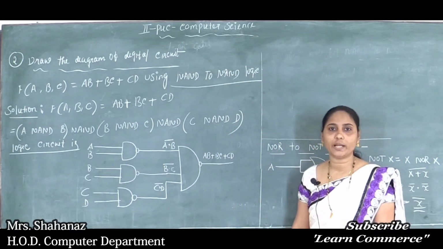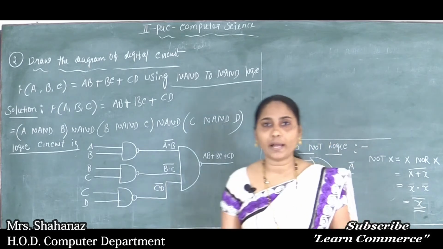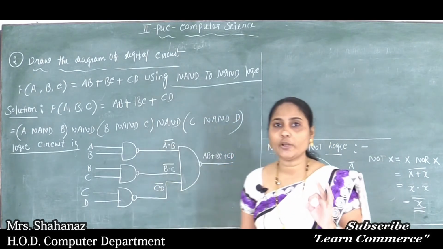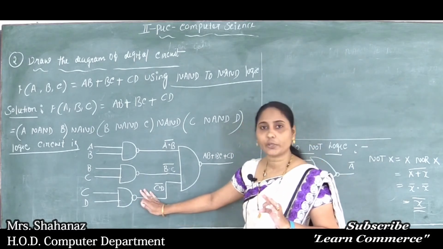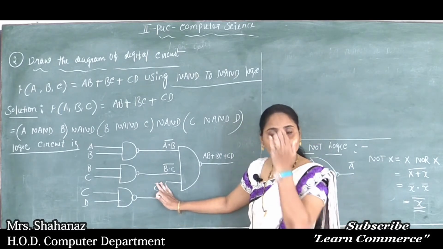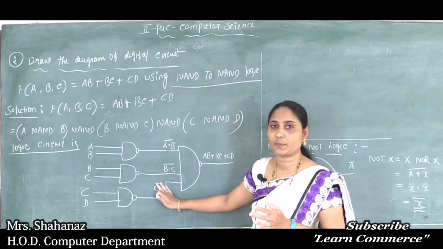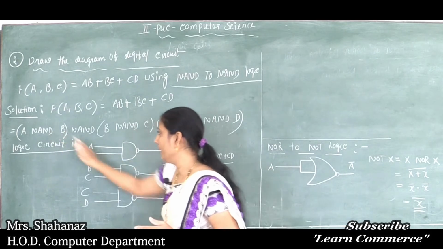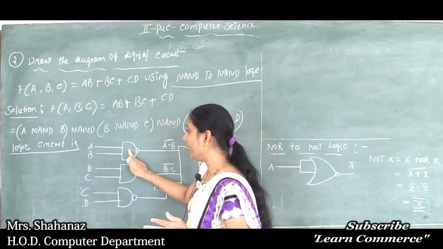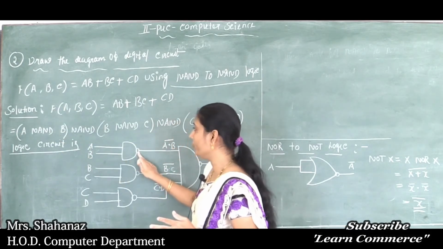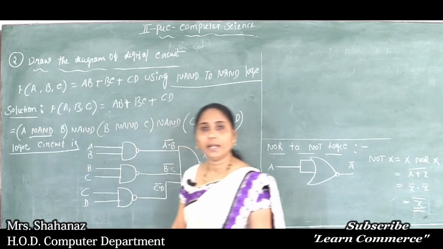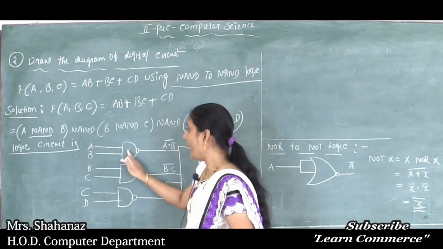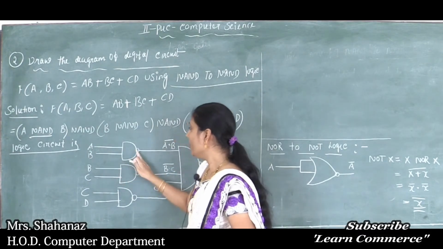Clear this point? The Boolean expression we can write in this manner here, and later after completing the Boolean expression, I am going to complete the logic circuits. Okay, the logic circuit by using the Boolean expression. So here A NAND B. So A and B NOT. We know that the NAND full form is the NOT AND. So A and B NOT.